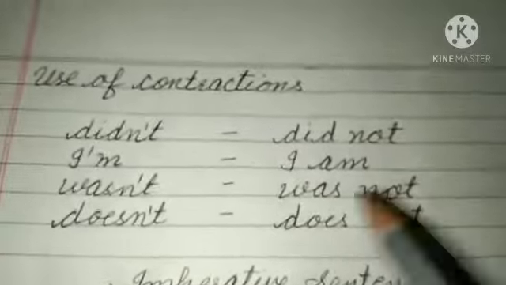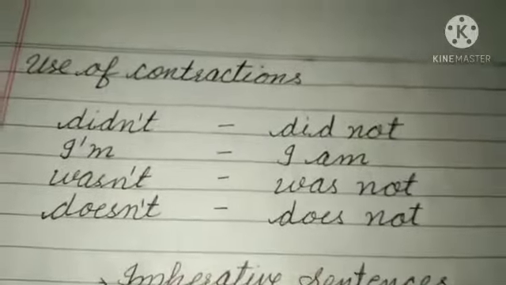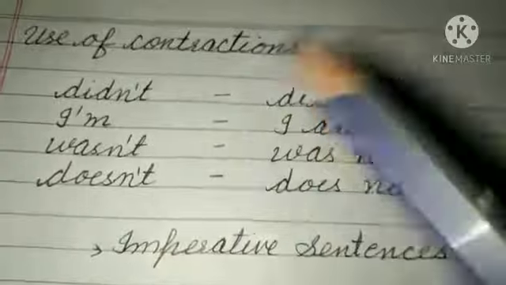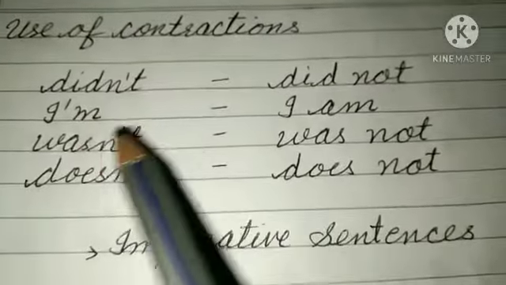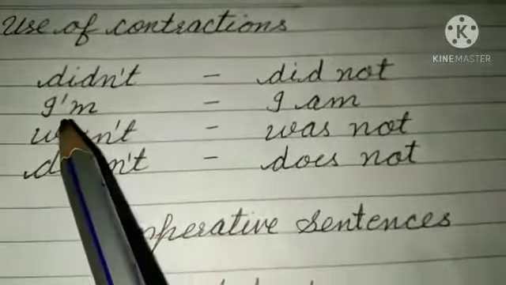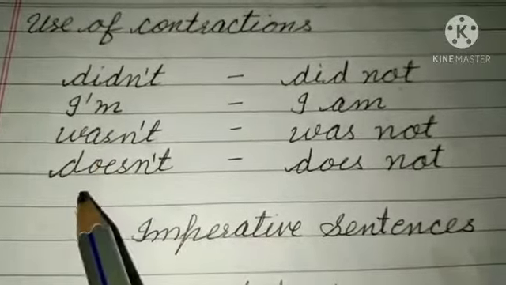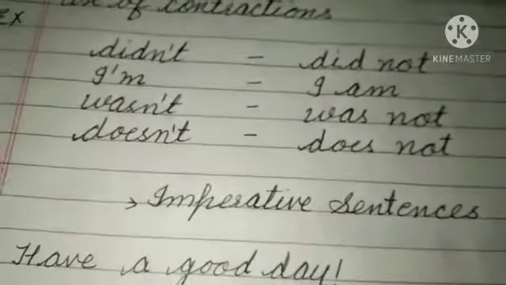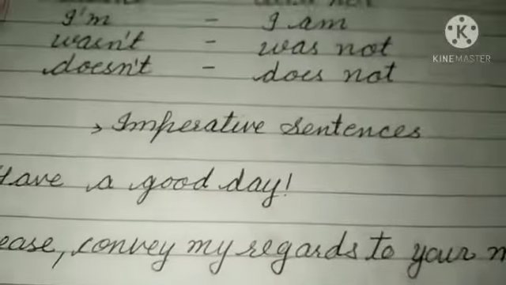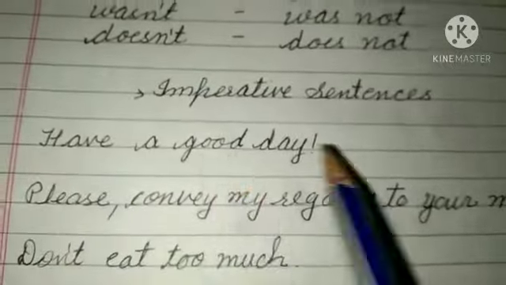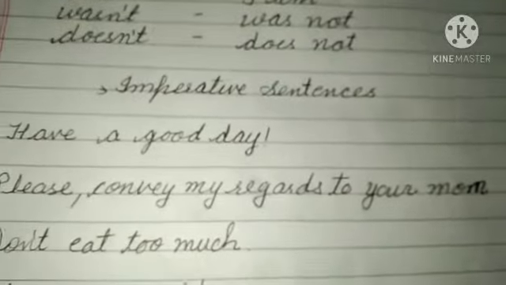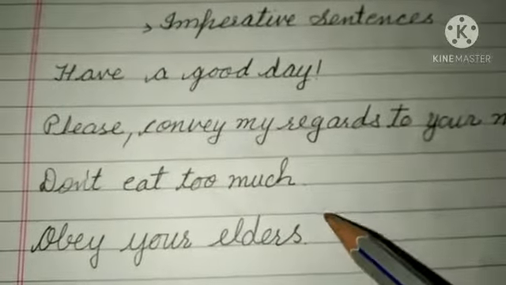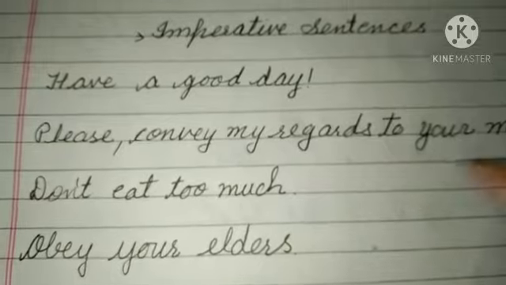So next, students, you can use some contractions while writing the letter. For example, contractions means short forms. For example, didn't, the full form is did not; I'm, wasn't, doesn't, and so on. Next, you can use imperative sentences like have a good day, please convey my regards to your mom, don't eat too much, obey your elders, and so on.